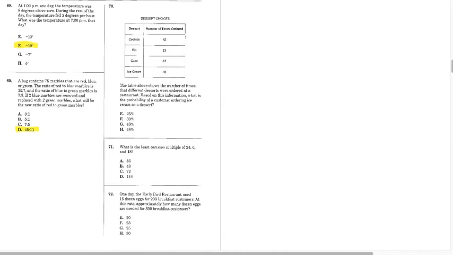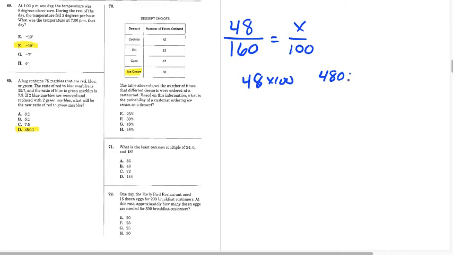All right, number 70. We have a whole beautiful chart here, a bunch of desserts. So we have to add up everything in our chart and find out what percent of ice cream there's going to be. So 42 plus 23 plus 47 plus 48 is all going to equal 160. Ice cream is 48, so we just need to turn this into a percentage, right? 48 over 160 equals x out of 100. If you do this, 48 times 100 is 4,800, divided by 160 will give you 30. So our answer is 30%, which is F.